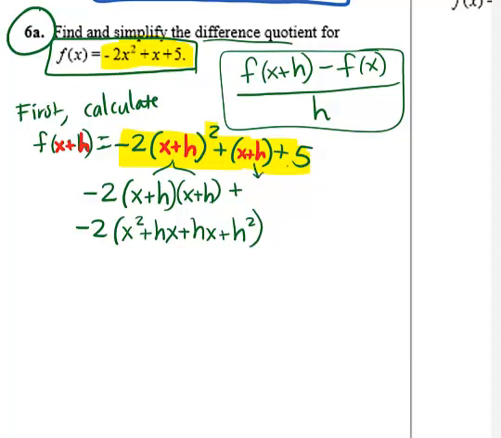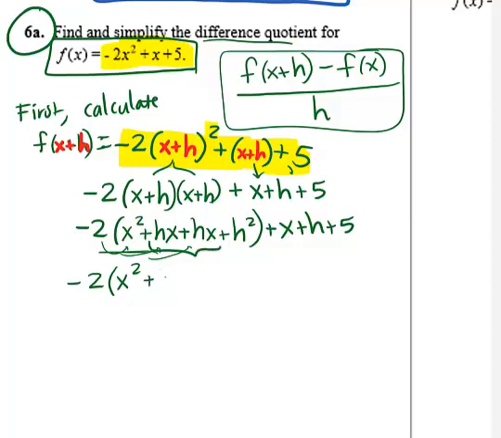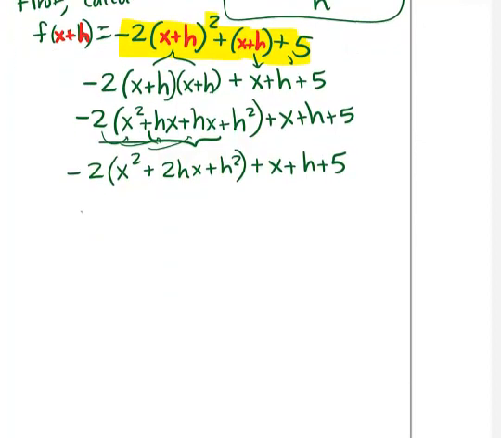All right, then I could bring this down too. X plus h was in parentheses, but there was really no reason for it because there was nothing to distribute. Now the next thing to do would be distribute this. Oh, no. I'm going to combine the like terms that are in the parentheses. There are two hx's, so I can write 2hx, or xh, whatever you want to call it. Plus h, there we go. Now I'll distribute the negative 2. Negative 2x squared minus 4hx minus 2h squared, and then the stuff that was outside the parentheses, plus x plus h plus 5.